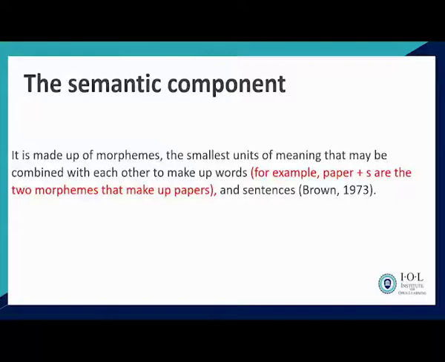So now you have an example here. Paper plus S are the two morphemes that make up papers. You can see paper is a word. That's one, singular, it's just one. To make that plural, you just add S. S is also a morpheme. You can see that it's just an S, but it has a meaning. It serves its purpose. You add them together, you have a plural of the previous word, which is papers.